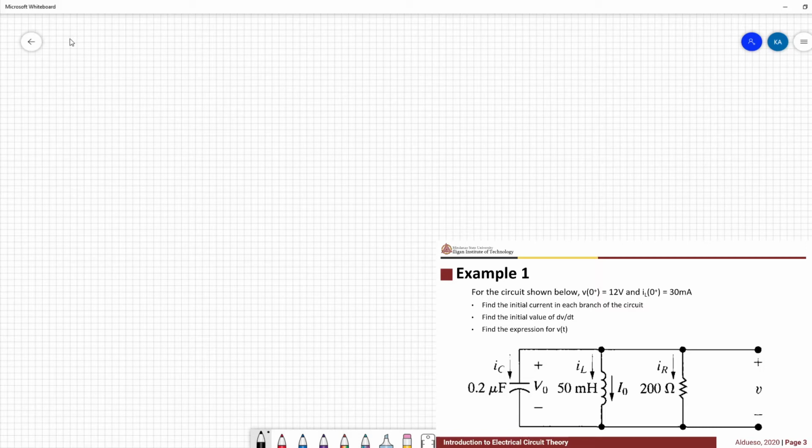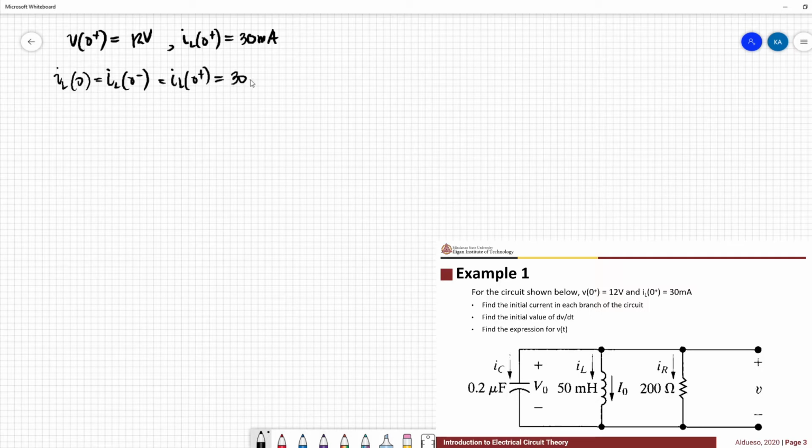So we are given the initial voltage V0 of 0+ is equal to 12 volts and IL of 0+ equal to 30 milliamperes. So first is find the initial current in each branch of the circuit. We all know that IL of 0- is equal to IL of 0+, since current in an inductor does not change abruptly.